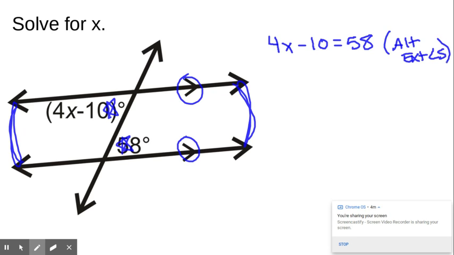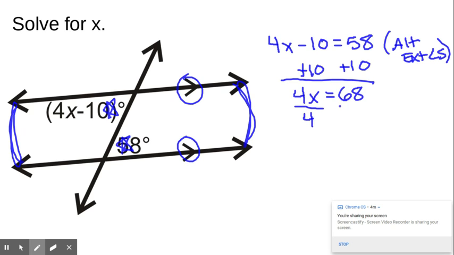Well, now it just turns into an Algebra 1 problem. I have to solve by getting x by itself, so I add 10 over. 4x equals 68. To solve, get x by itself, I divide by 4, and this gets me 68 divided by 4. I know 40 divided by 4 is 10, and 28 divided by 4 is 7, so 10 plus 7 gets me x equals 17 for my answer.